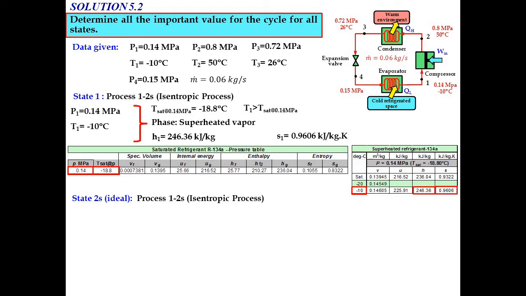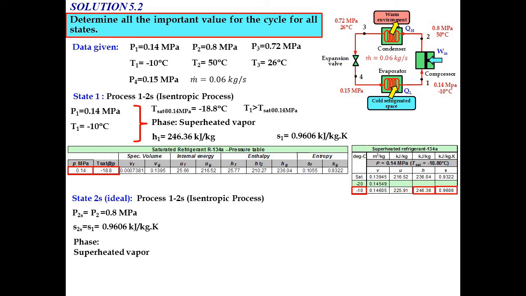First we determine the ideal state, where the state refers to state 2s, and this state involves the isentropic process. So P2S will be equal to P2 equal to 0.8 megapascal, and S2S equal to S1 due to the isentropic process, equal to 0.9606 kJ per kg Kelvin. So for state number 2, as we already have two pieces of data, we can determine the value of H2S.